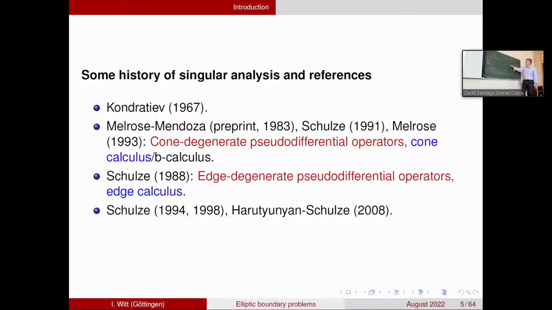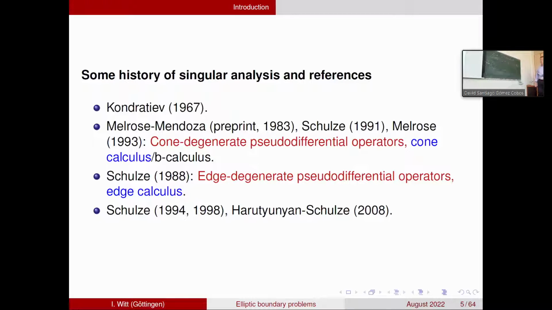On the Cohen level, that is true. If you iterate stuff and you arrive here at edge-degenerates, then it becomes important. And therefore, I say this is Schulze calculus. Yeah, and then there were the monographs by Schulze of '94, '98, and if you want to learn that stuff, it is very detailed and carefully written. The book of 2008 is how to do that.